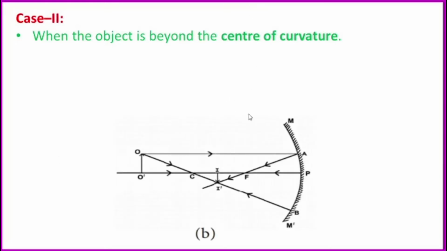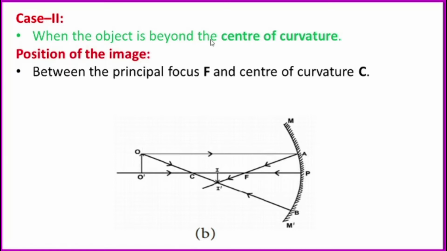Then we move to case number 2. When the object is beyond the center of curvature. So this is the center of curvature C. The center of the sphere is the center of curvature C. The object is beyond C. So O dash is the object, I dash is the image. You see the diagram. When the object is beyond the center of curvature, beyond C.